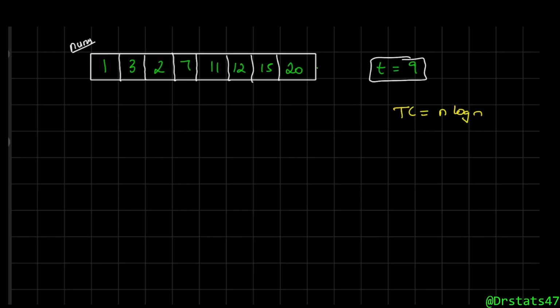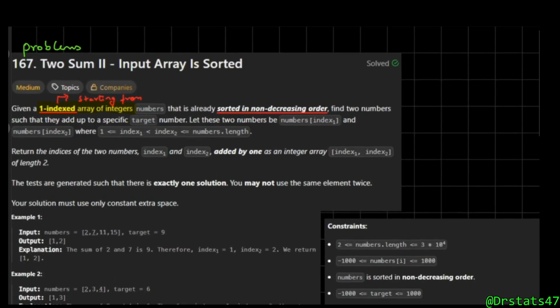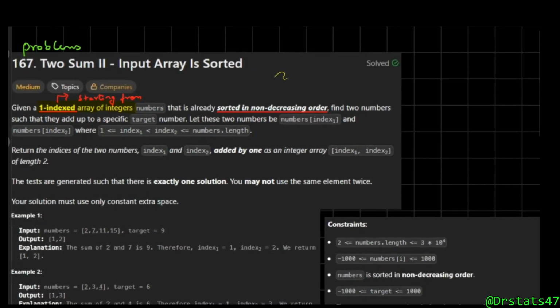Now this is sorted, right? 1 2 3 7 11 12 15. Yes, it is sorted. What we do is we maintain two pointers, one is the leftmost pointer and one is the rightmost pointer. The question is of the two pointers pattern. I will write down the pattern here: Two pointers.